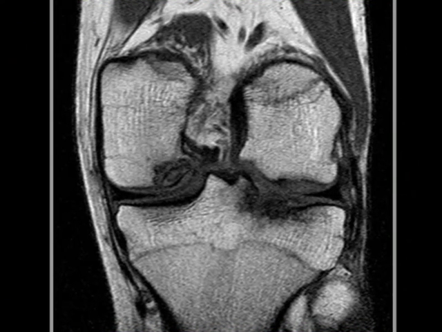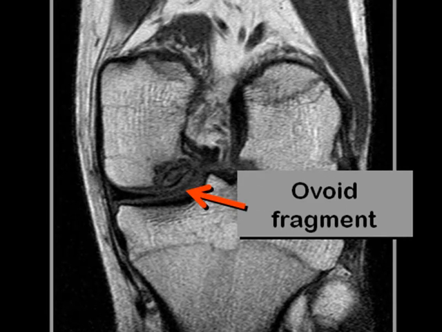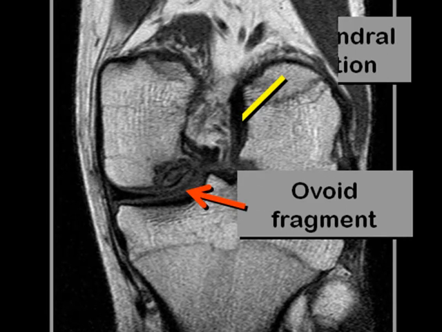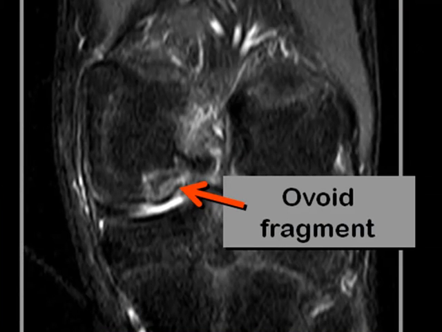On the T1 weighted image, you can see the ovoid fragment, and the area of low signal intensity to which the yellow arrow is pointing represents some of the subchondral infraction. On the T2 weighted image, we can see an ovoid fragment clearly.